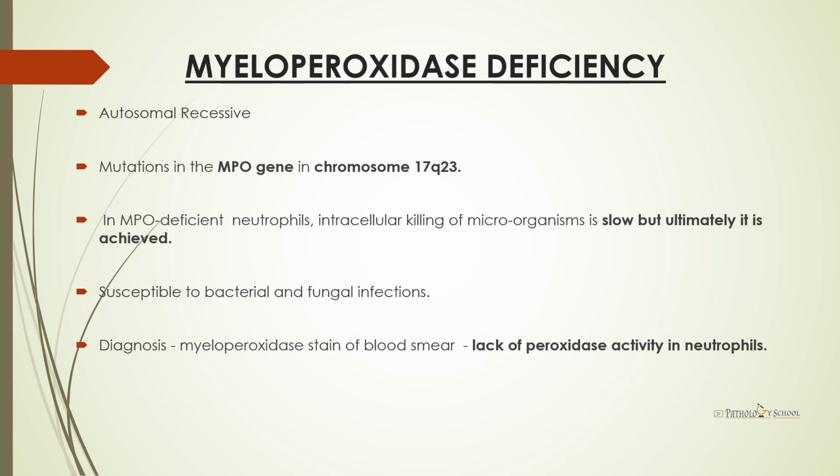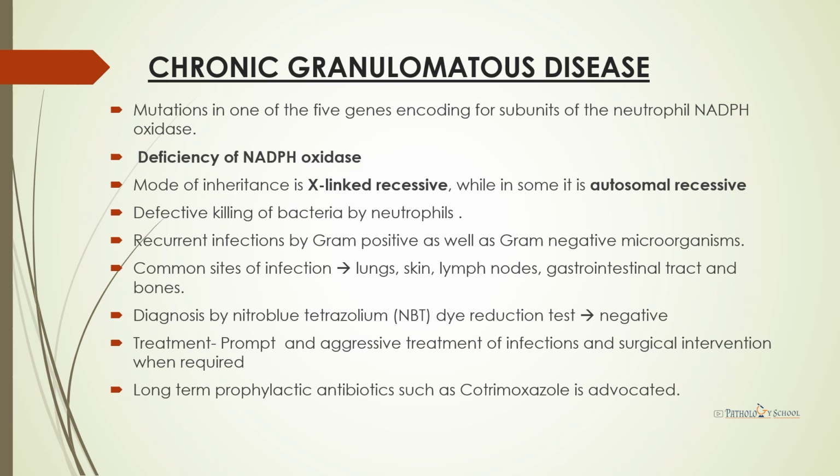Myeloperoxidase deficiency is autosomal recessive, with a mutation in the myeloperoxidase gene on chromosome 17q23. In myeloperoxidase deficient neutrophils, intracellular killing of microorganisms is slow, but ultimately it is achieved. There is susceptibility to bacterial and fungal infections, more commonly fungal infection like Candida.